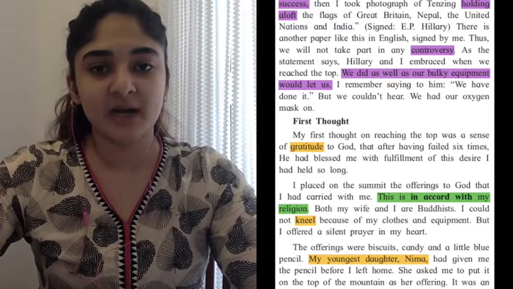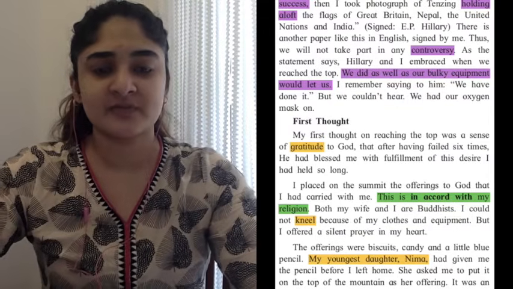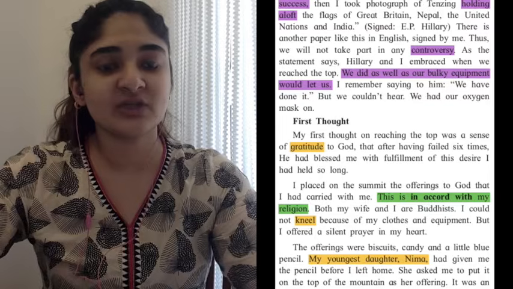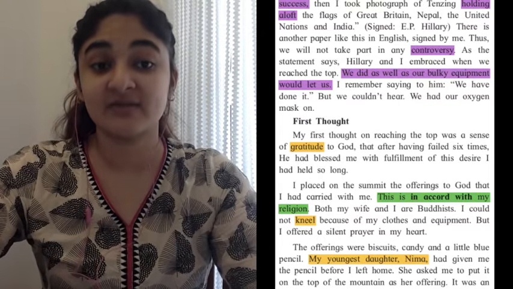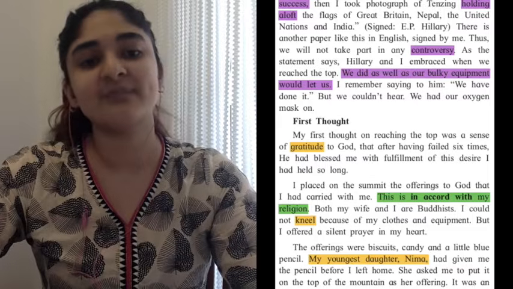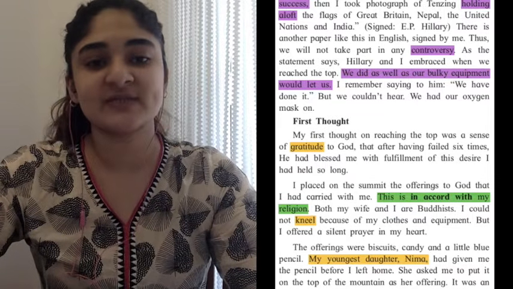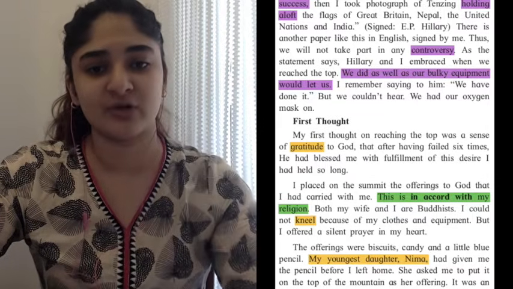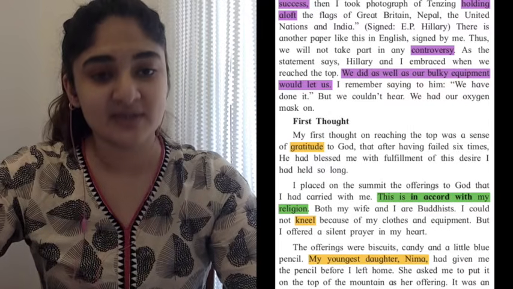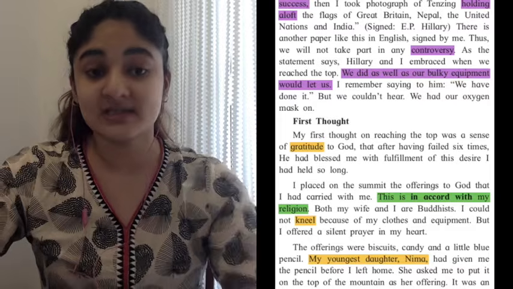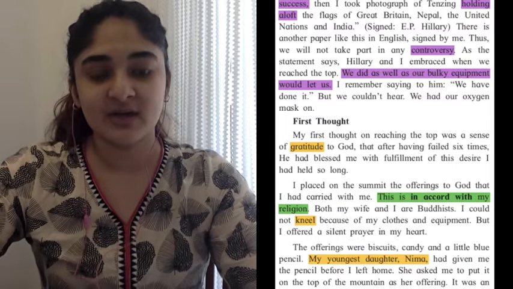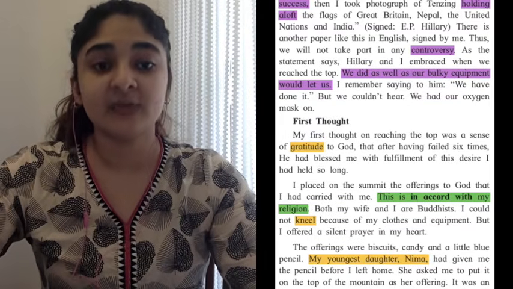We will read the part named First Thought. My first thought on reaching the top was a sense of gratitude to God that after having failed 6 times, He had blessed me with fulfillment of this desire I had held so long. I placed on the summit the offerings to God that I had carried with me. This is in accord with my religion. Both my wife and I are Buddhists.